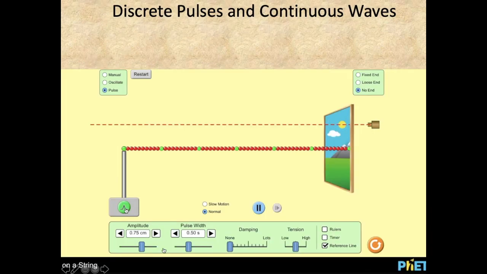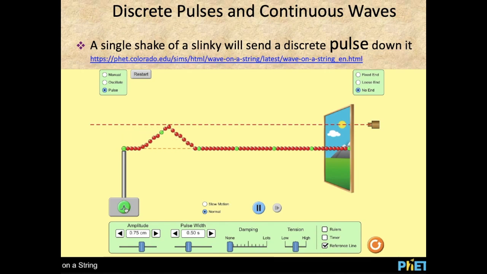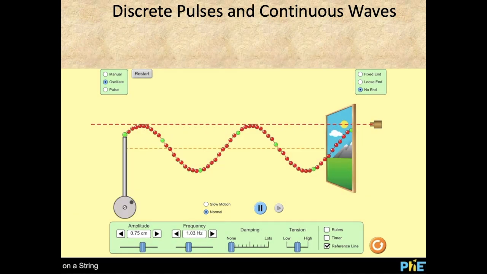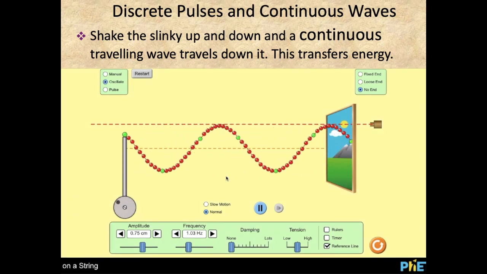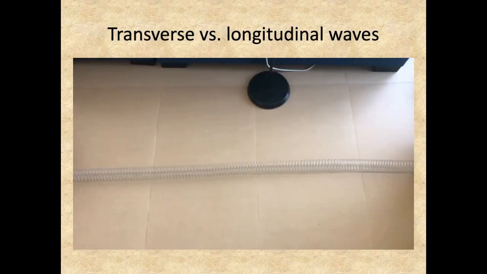So, first of all, let's understand what is a pulse and what is a continuous wave. A single shake. So that is a pulse. Same simulation we can use for showing continuous waves. Continuous traveling waves look like this. The distinction between transverse and longitudinal waves depends on the direction of motion of the particles.